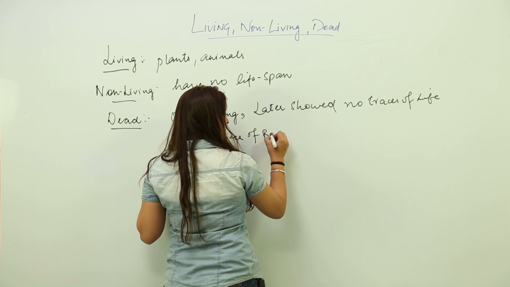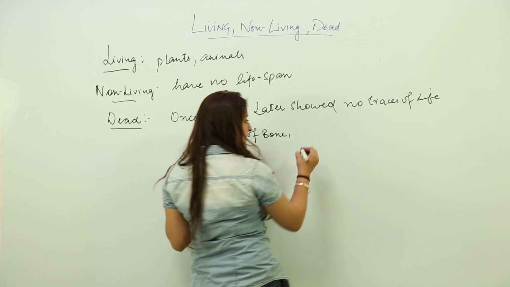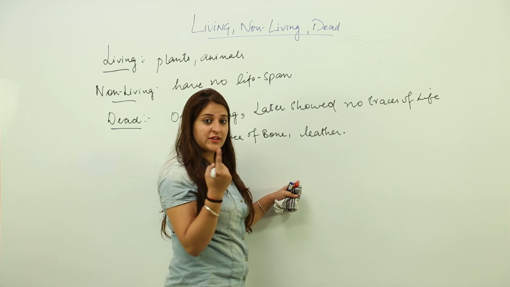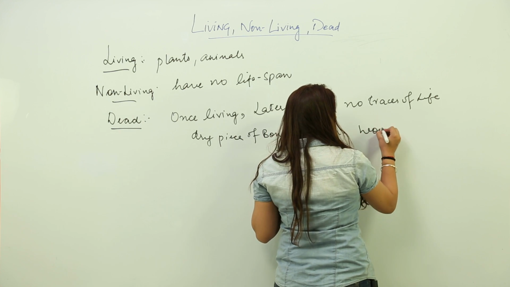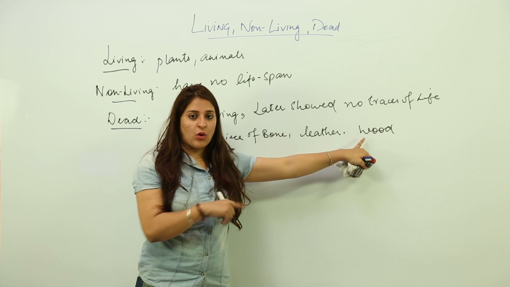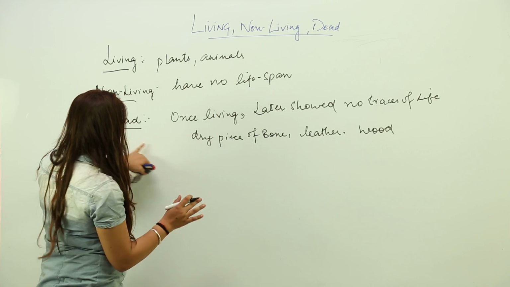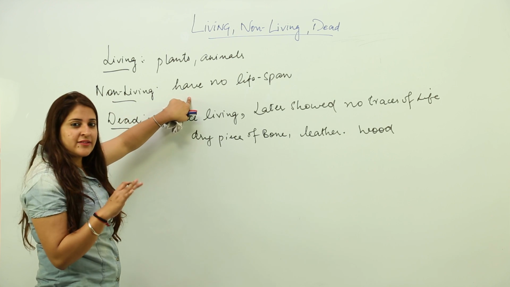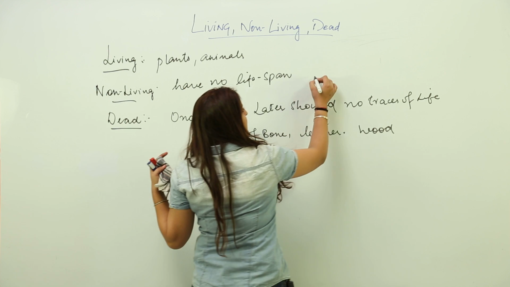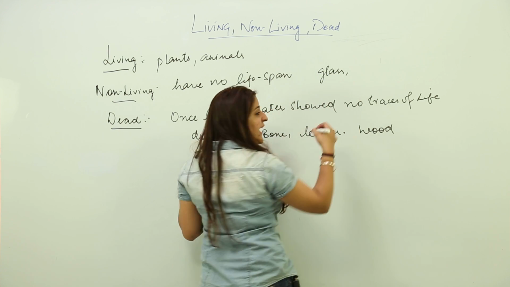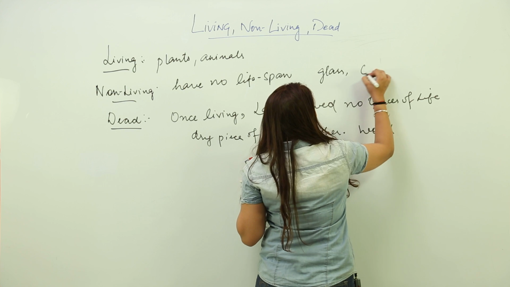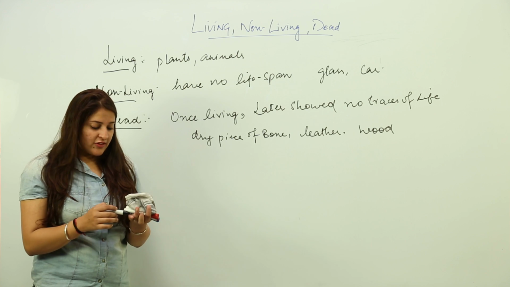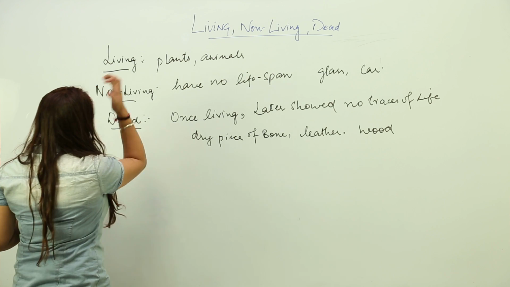A dry piece of bone or a piece of leather or even a piece of wood, which was a part of a plant which was living, but now it is non-living because it shows no traces of life. So we classify them as a dead organism. Non-living things never had any lifespan, such as glass or any other utensils or a motor car, anything which never had a life. And living, such as plants and animals. So this is all we talked about living, non-living and dead.